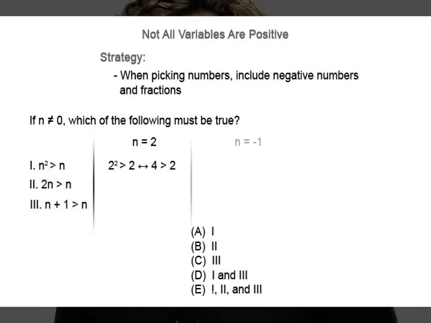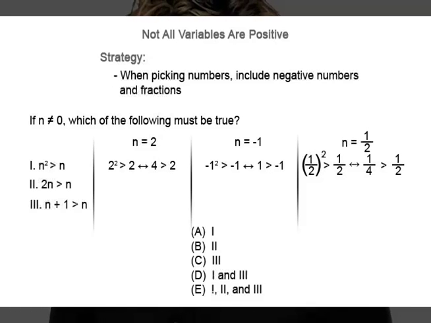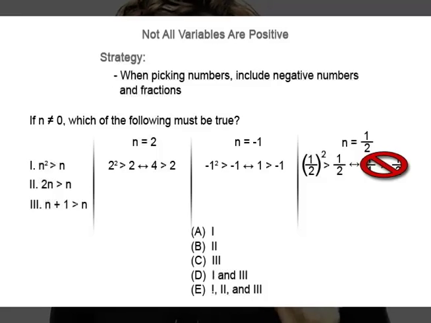Now let's pick a negative number. If n is equal to negative 1, is negative 1 squared greater than negative 1? Negative 1 squared becomes positive 1. Positive 1 is greater than negative 1, so this statement is still true. Our third situation, let's go ahead and pick a fraction. Is 1/2 squared greater than 1/2? Well, 1/2 squared is 1/4, and 1/4 is not greater than 1/2. So Roman numeral 1 is not correct all of the time, so we therefore have to say that it's false.